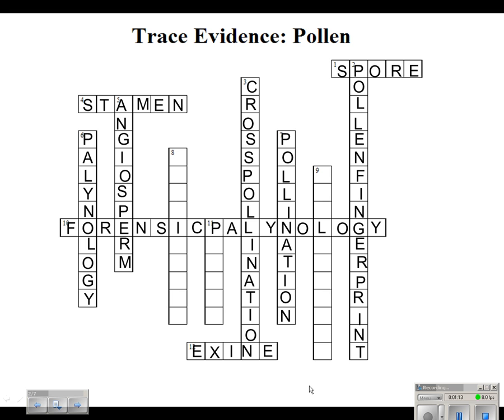Number 8 down, a vector that functions to move pollen from one plant to another is going to be an insect, like a bumblebee, and that's called a pollinator. Number 9 down, a reproductive structure that contains the male gametes of seed plants is the pollen grain, and 11 down, the female part of the flower is called the pistil.